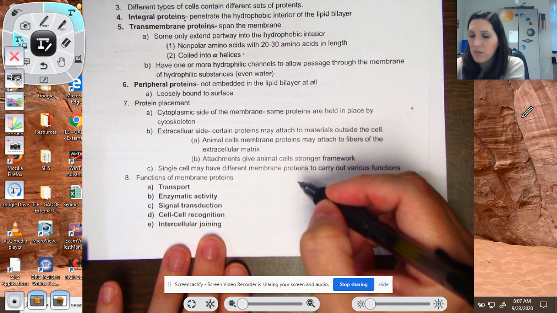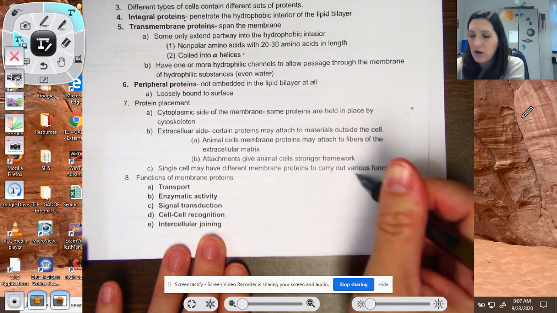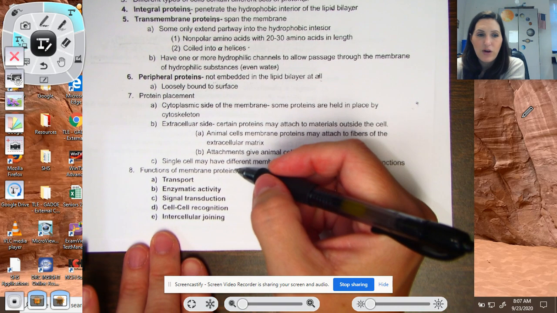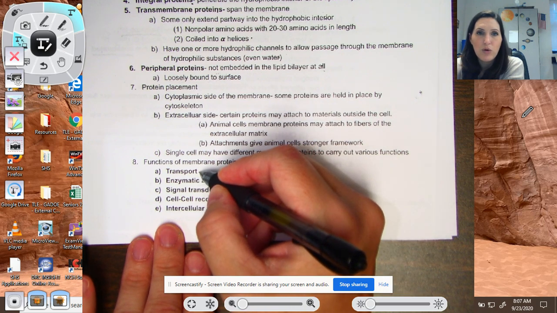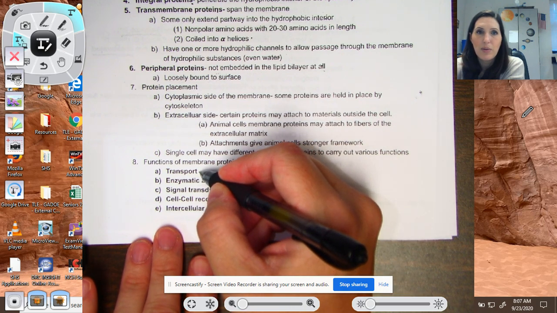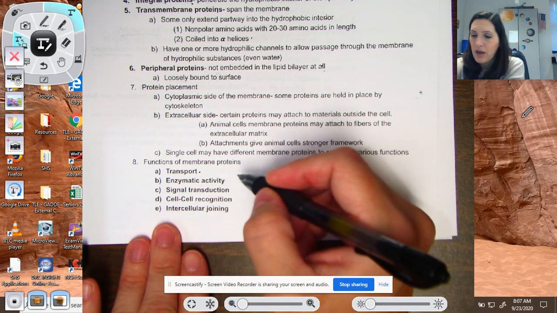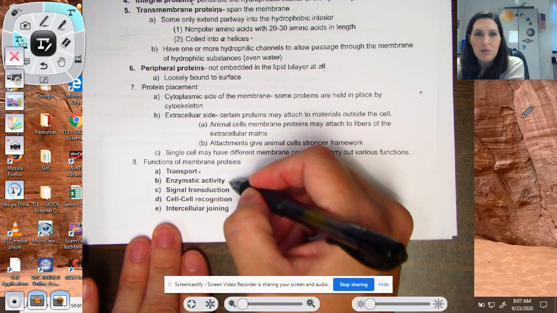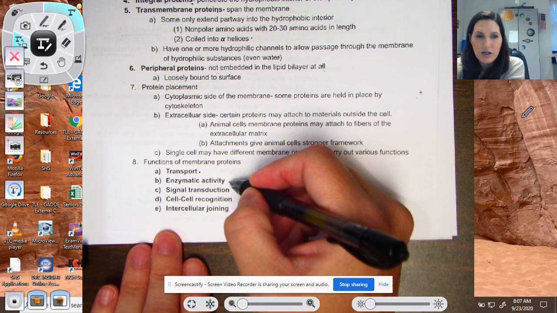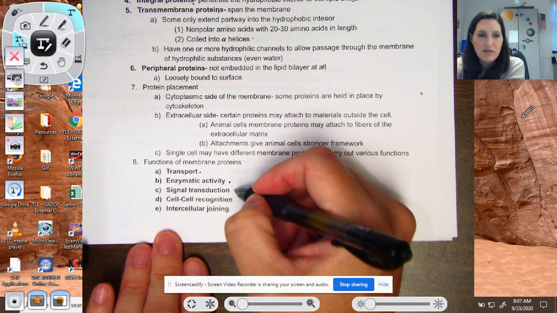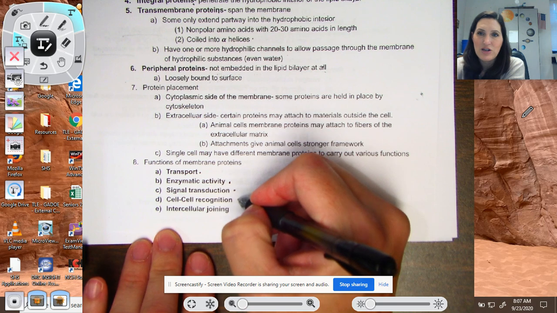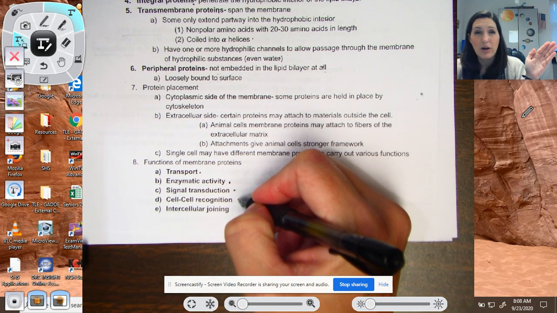Cells may have different membrane proteins to carry out various functions. And these are the functions of the protein. Okay, so to transport, move molecules through the plasma membrane easier. Enzymatic activity. Remember, enzymes speed up reactions by lowering the activation energy needed. Signal transduction, and cell-to-cell recognition. That's what that carbohydrate is part of.